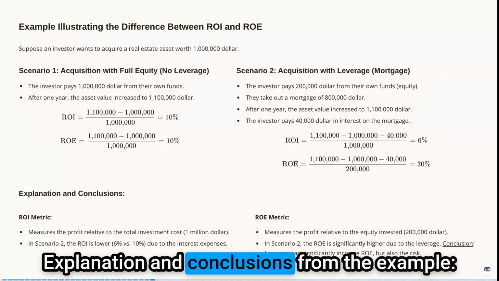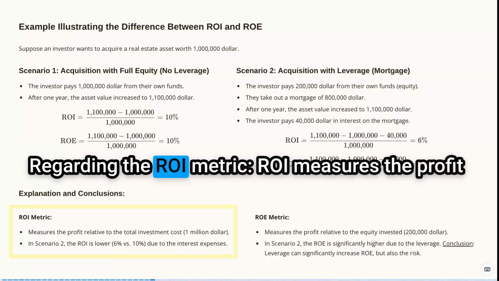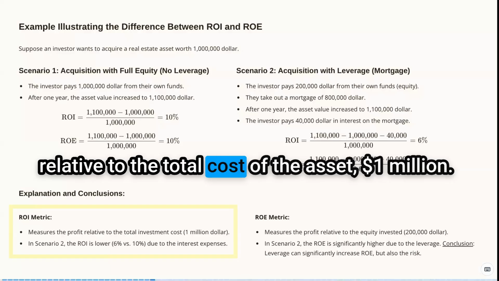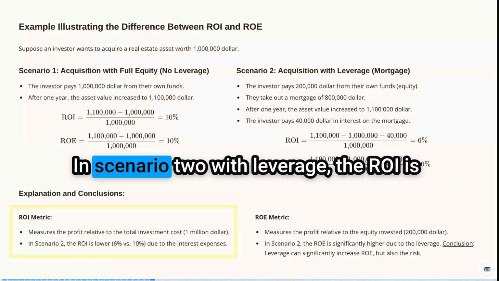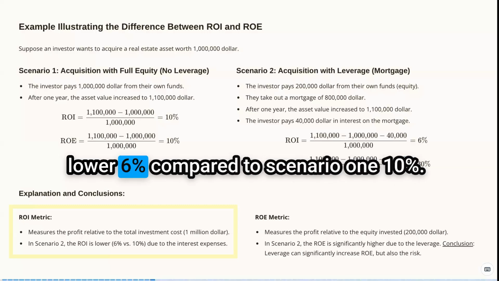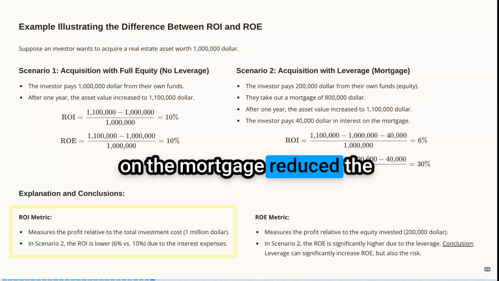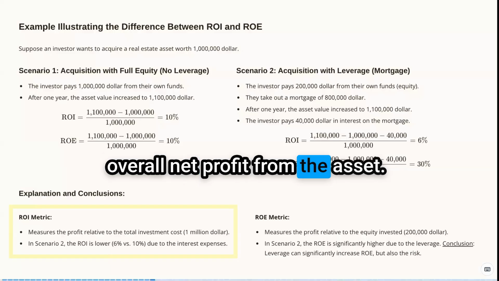Explanation and conclusions from the example regarding the ROI metric. ROI measures the profit relative to the total cost of the asset, $1 million. In scenario 2, with leverage, the ROI is lower, 6%, compared to scenario 1, 10%. This is because the interest expenses on the mortgage reduce the overall net profit from the asset.